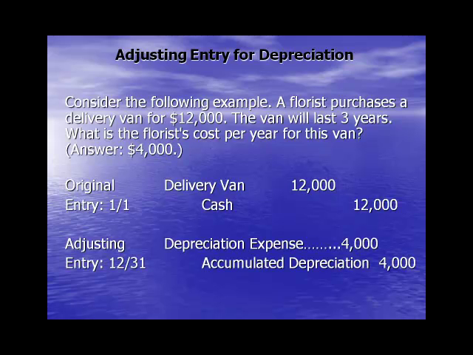Now the adjusting entry that needs to be made on December 31st is a debit to depreciation expense, $4,000, and a credit to accumulated depreciation, $4,000. Depreciation expense, of course, is an expense account. It increases with a debit, and it is on the income statement. The accumulated depreciation is a new account for us, a new account type even. It's a contra asset account because it goes against the asset, delivery van. So it reduces its book value, and we'll see that on the next slide. It is a contra asset account shown in the asset section of the balance sheet.